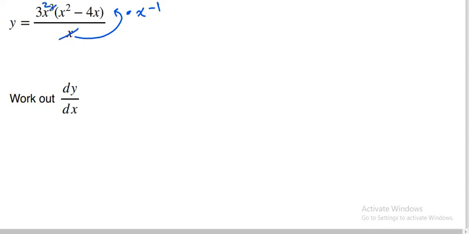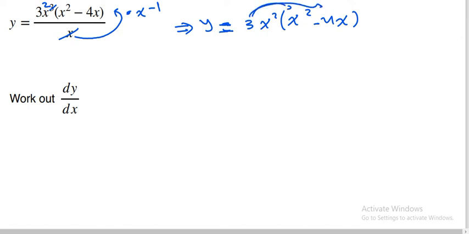It will be 2. x power 3 divided by x will be x power 2. So the expression will be y equal 3x to the power of 2 multiply x power 2 minus 4x. So first we don't have root, then we have denominator, we get rid of the denominator. Third, bracket, we have bracket, then we will expand. So the expression will be y equal 3x to the power of 4 minus 12x to the power of 3.